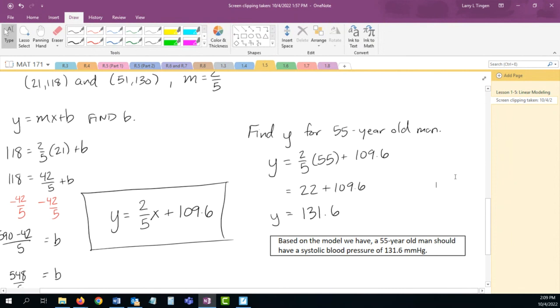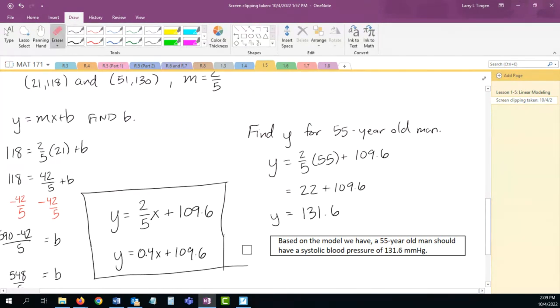do you mean instead of finding B, the 2/5 is 0.4. 0.4 times 55 is 22. It's the same thing. Yeah, instead of having 2/5, that would be fine. Yeah, you're right, I am inconsistent. I have the slope as a fraction and the y-intercept as a decimal. If I were consistent, I would have 0.4x plus 109.6. Yeah.